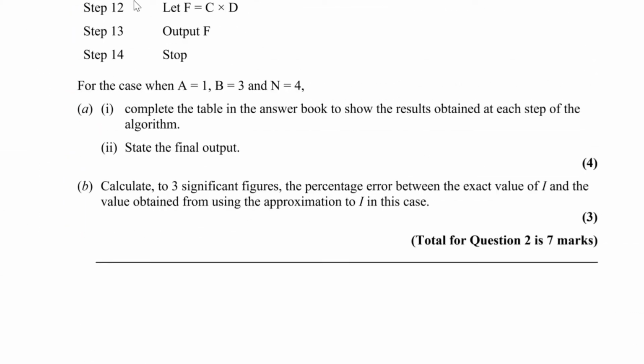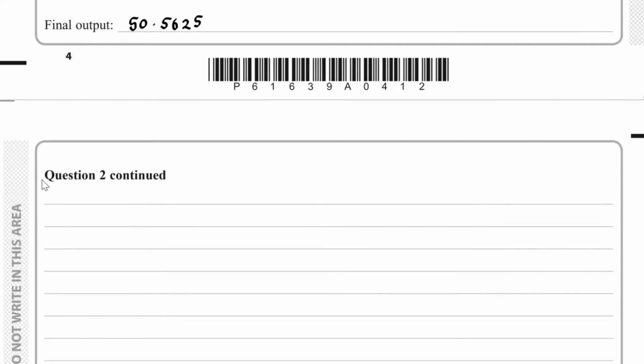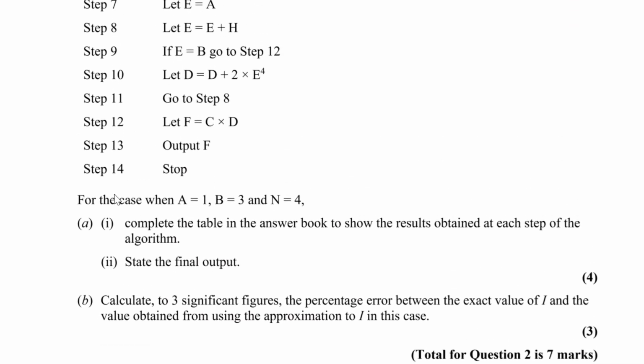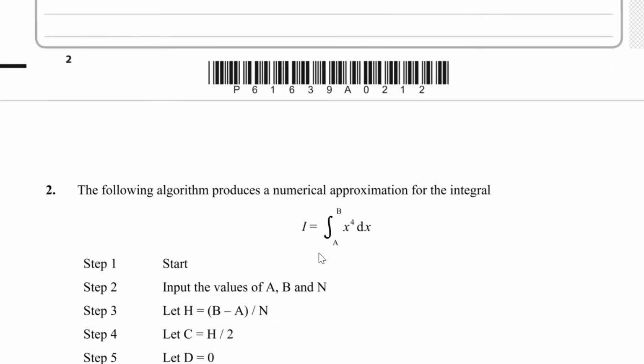And now for part B, we have to calculate to 3 significant figures the percentage error between the exact value of I and the value obtained from using the approximation to I in this case. Well, for part B, that's quite straightforward. We have to evaluate the integral from 1 to 3, and the reason we say 1 to 3, if you go back to the question, we're looking at the case when a equals 1 and b equals 3. So we have the integral from 1 to 3.